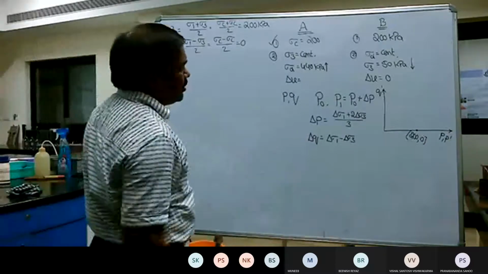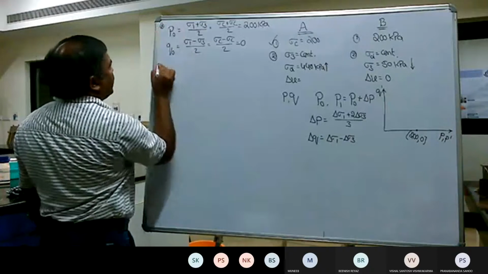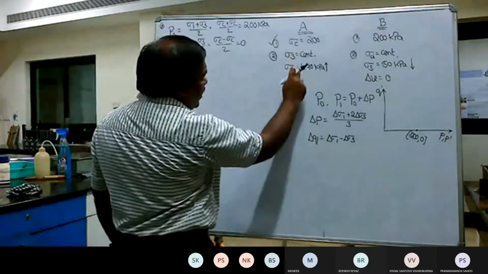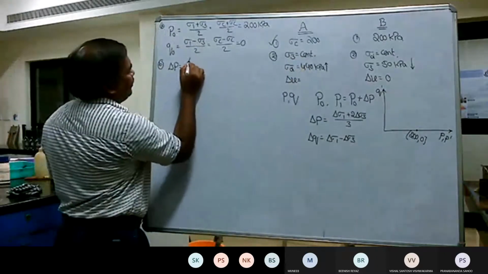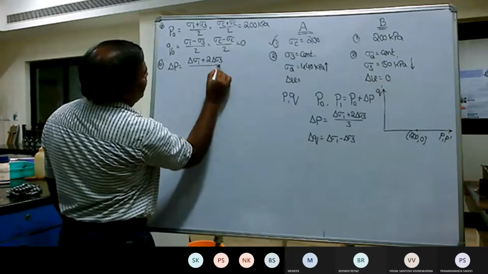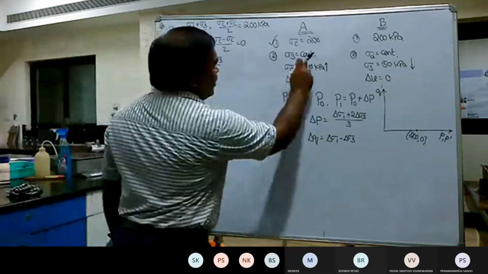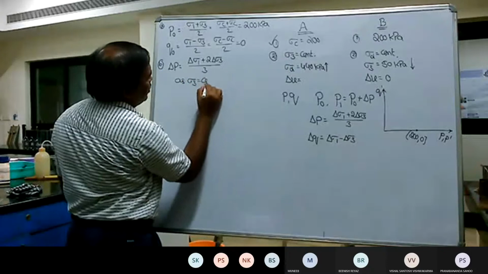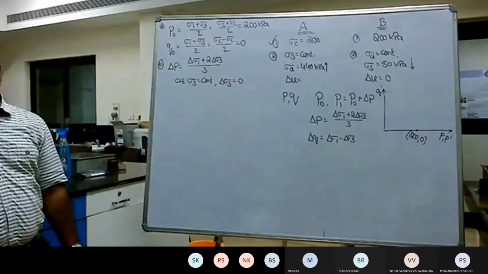So now you need to determine the next point. But for that you need to determine delta P. So point A is over. Now point B. Calculate delta P as a result of the increase in axial stress to 440 kilopascals by keeping sigma 3 constant. The equation for delta P is delta sigma 1 plus 2 into delta sigma 3, divided by 3. Here sigma 3 is constant, so we can say that delta sigma 3 is 0.